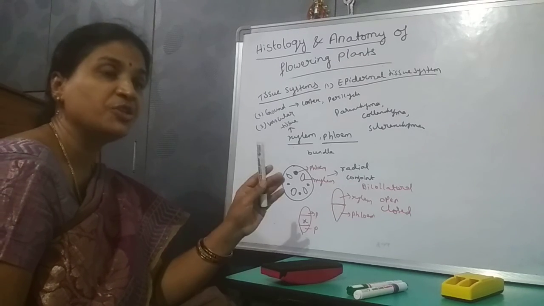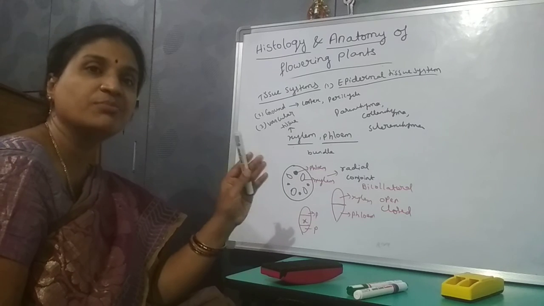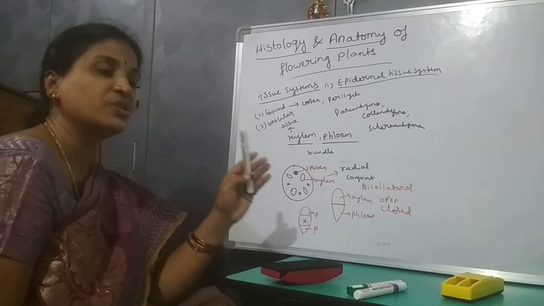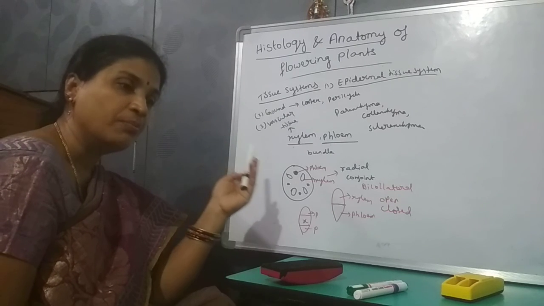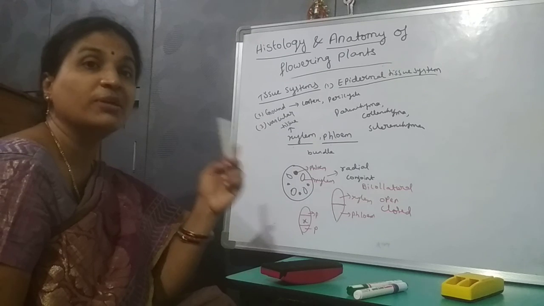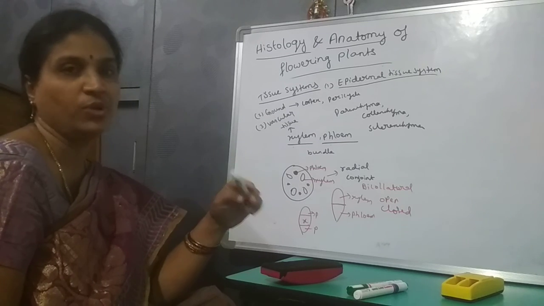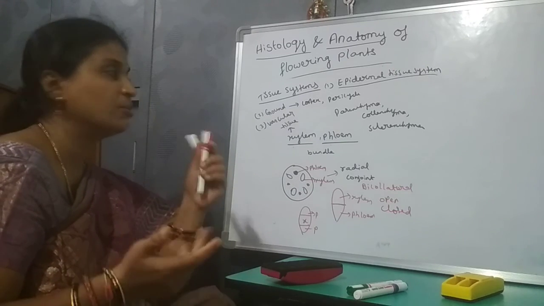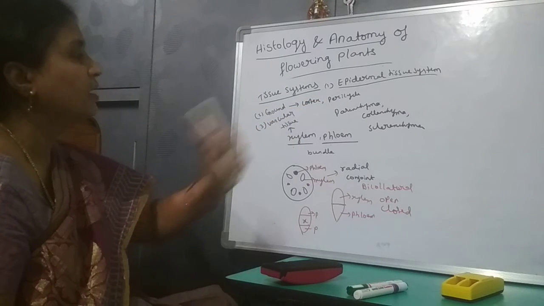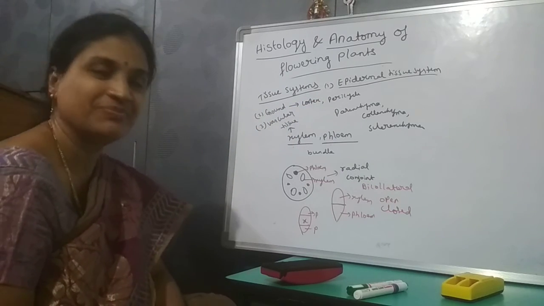Coming on to permanent tissues, they are again divided into simple and complex tissues. Simple tissues are again divided into parenchyma, collenchyma, and sclerenchyma. The complex permanent tissues are nothing but xylem and phloem. Then we have studied about the tissue systems: epidermal tissue system, ground tissue system, and vascular tissue system.